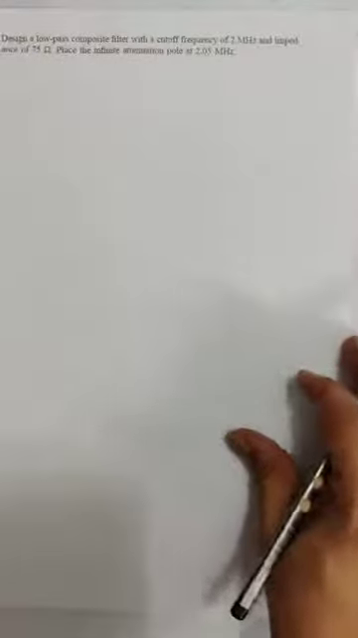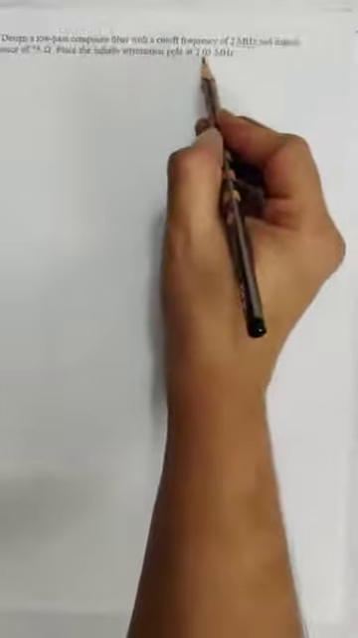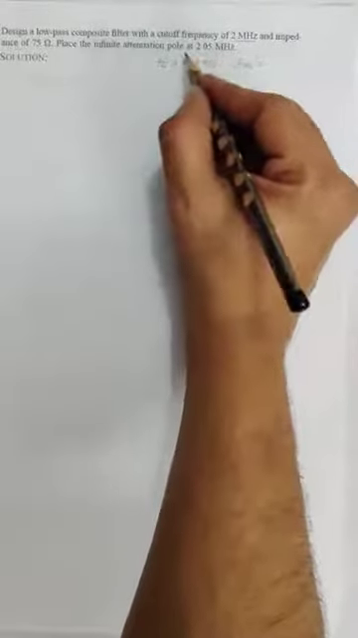The problem goes like this: design a low pass composite filter with cutoff frequency 2 MHz, impedance 75 ohm, and place the infinite attenuation pole at 2.05 MHz. So we'll mention the data. This is nothing but FC, FC is equal to 2 MHz. This is F infinity. Just be careful, these are not omega, f infinity is 2.05 MHz, and you have R0 equal to 75 ohm.